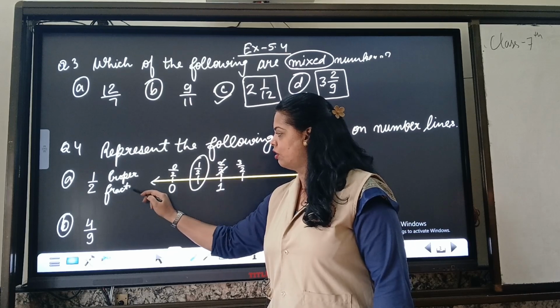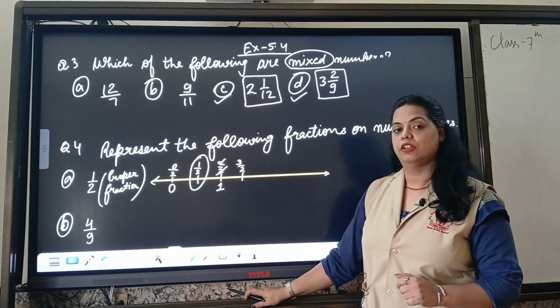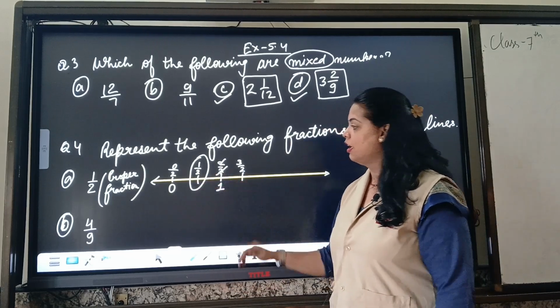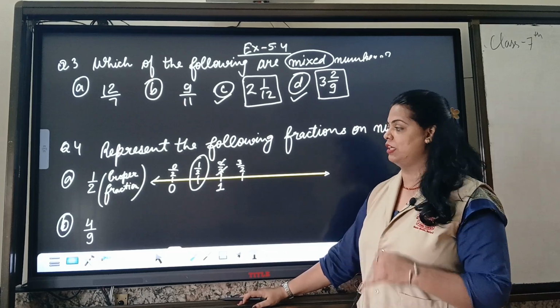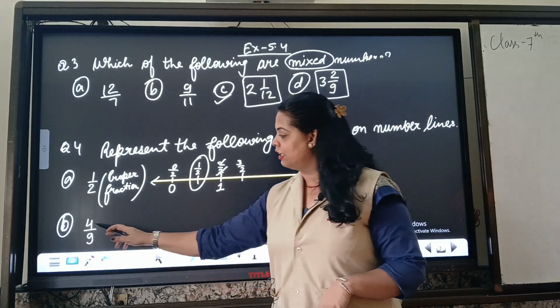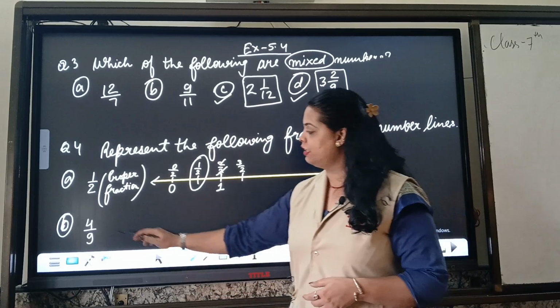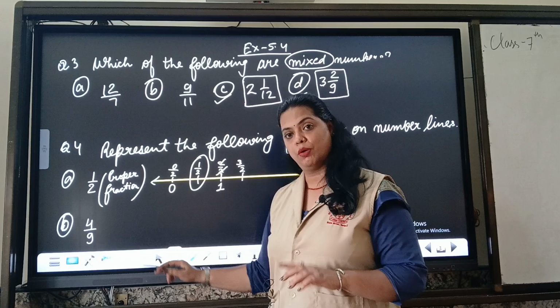These numbers always lie between 0 and 1. You can see on the number line, the 1/2 is lying between 0 and 1. If the number is improper, it will lie after 1 on the number line. You can see in our B part, we have 4 upon 9. Again, numerator is smaller and denominator is greater. So, it will be known as a proper fraction.